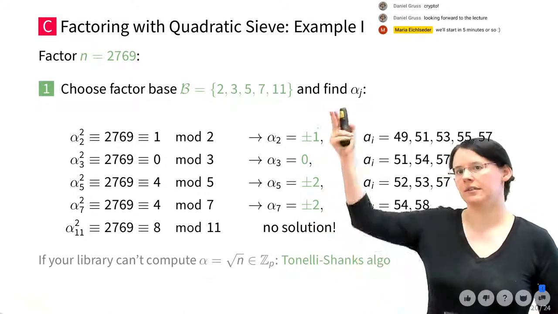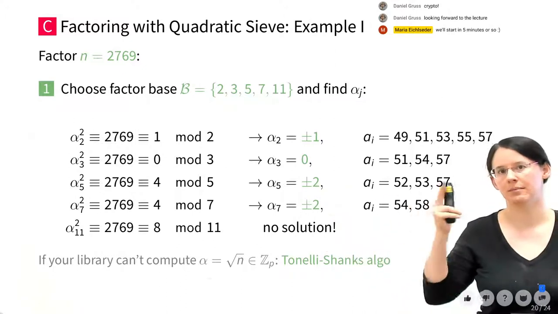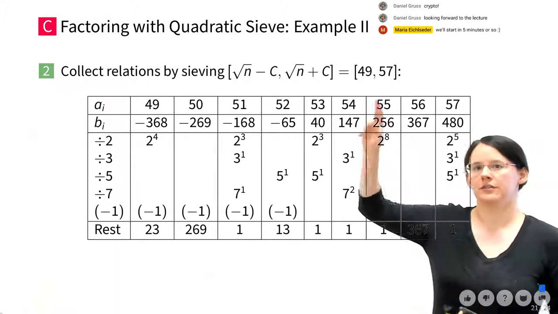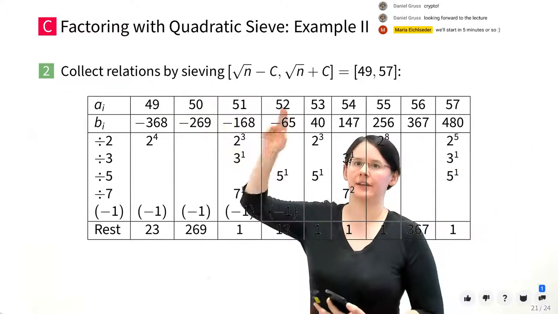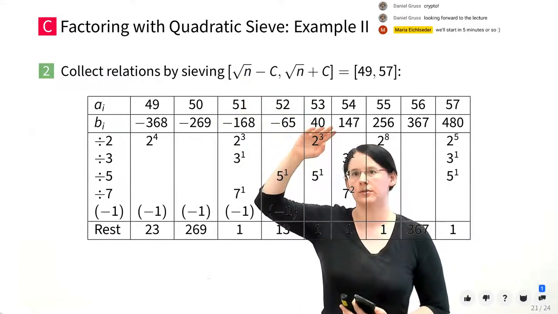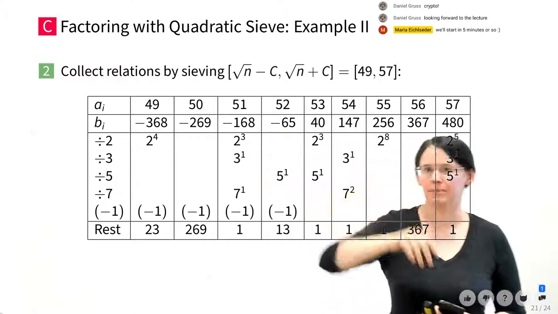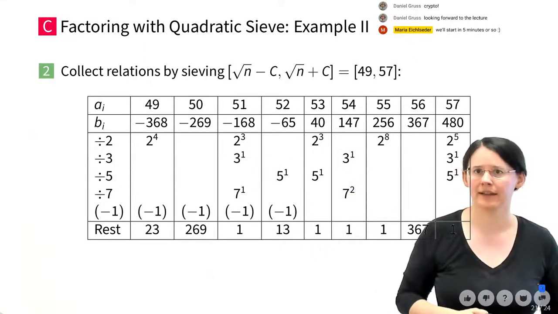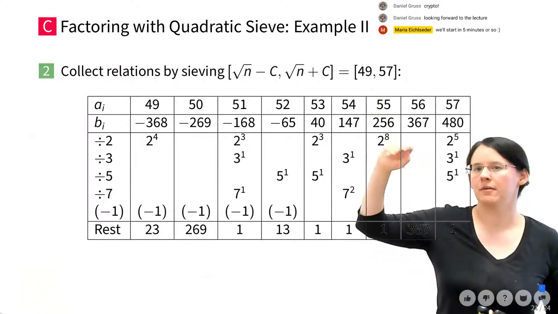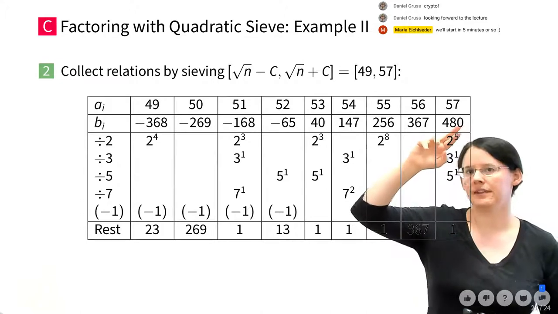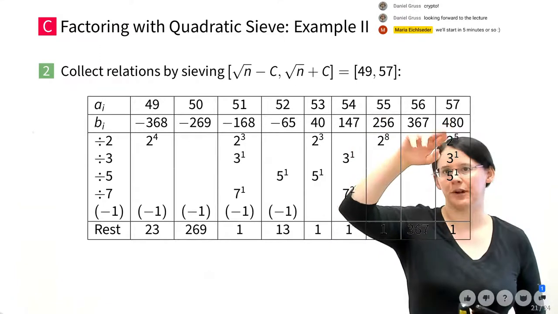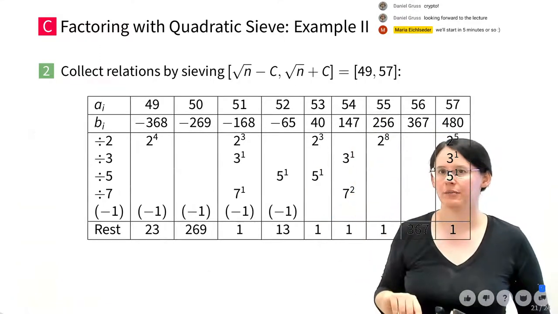After you've found all of these square roots and you know which numbers to check, you do the actual checking. So for each of the alphas in a certain interval around the square root of n, you first compute the number b, which is a squared minus n, and you try to factor this modulo the factor base. But this, as I said already, doesn't mean that you do a trial division of each of these numbers by each prime number, but only the ones that we saw on the previous slide.